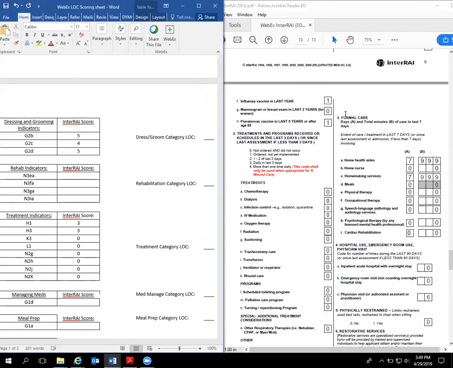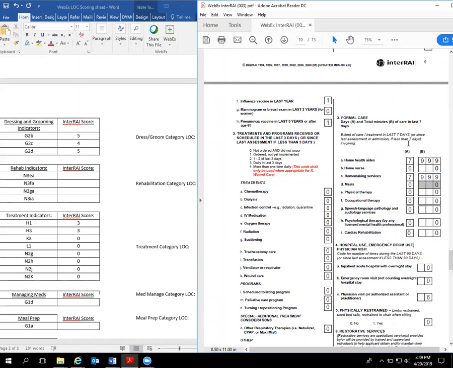In section N, number 3, for this little subsection, there are multiple columns that you could be looking at for your numbers. And you'll see that all of these indicators end in A, and that is referring to this section right here. So when you are scoring the rehab section, you want to be looking in column A, not in these 3 B columns.